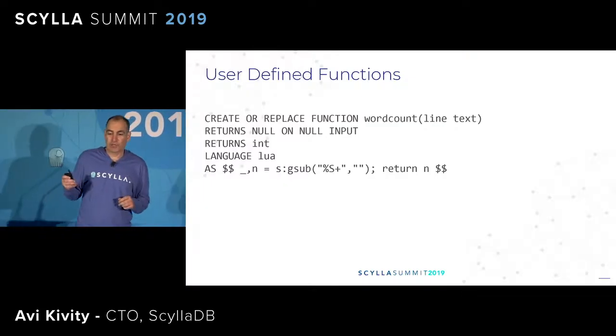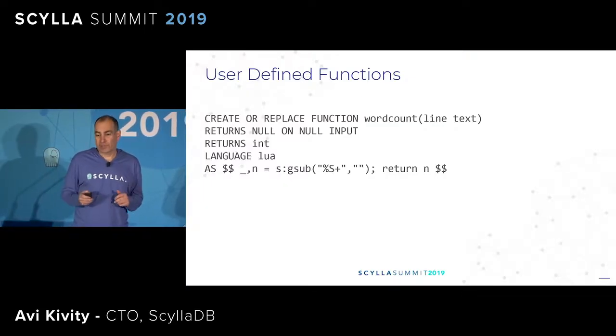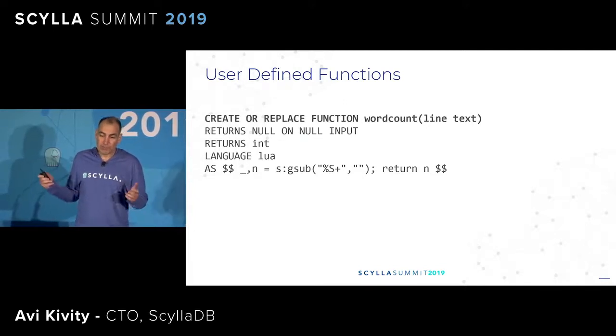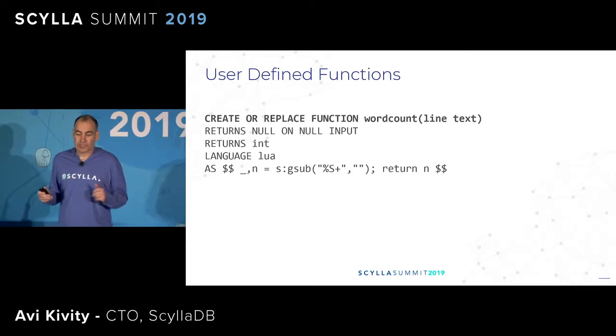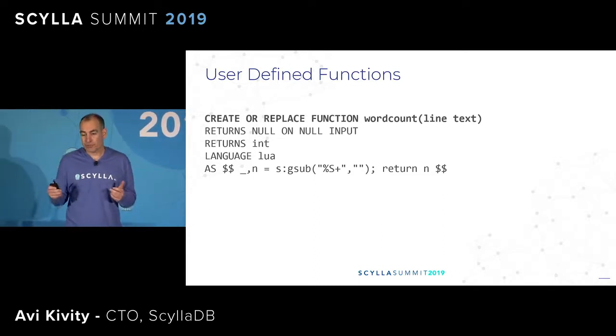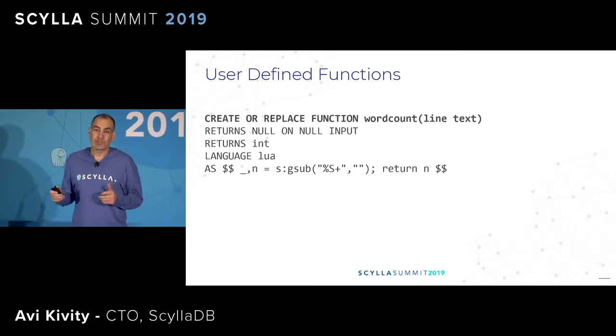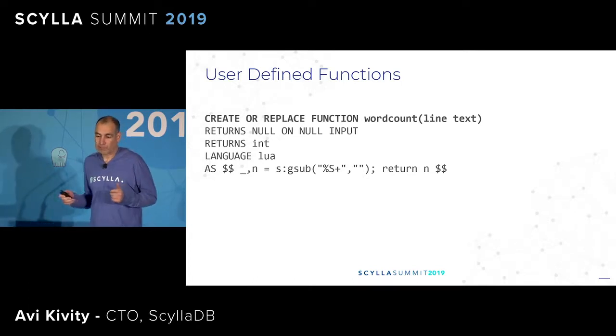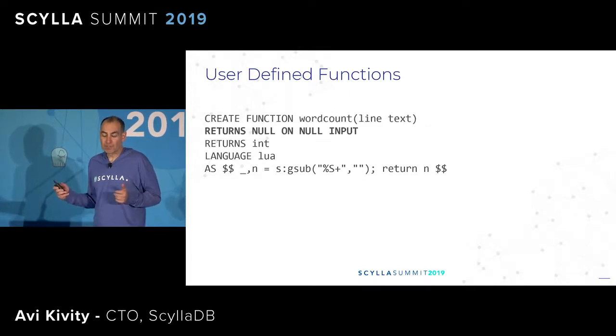So let's look at one user-defined function. Let's walk through an example and see what it does. So the first line is that you just declare a function. So you create a function, and you declare the name of the function. Here, the name is word count, because we're doing something simple. And you declare the parameter and its data type.